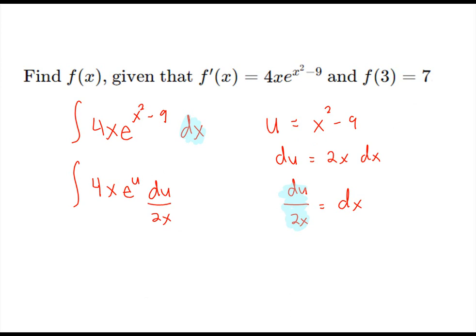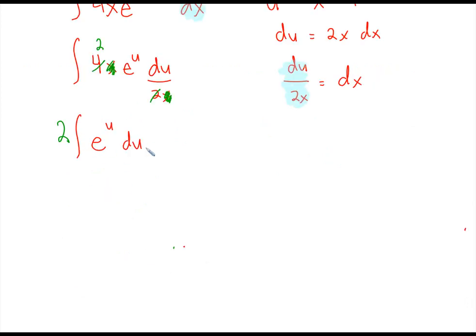So now you notice here, it looks like everything is good. The x's are going to cancel, which is exactly what we want. The 2 and the 4 are going to simplify. 2 is a constant, so I can pull it outside the integral. So I pull the 2 on the outside, and then we're integrating just e to the u power du. Now remember, we cannot integrate until everything is in terms of u. So this problem here looks like everything is perfect. Everything is in terms of u.